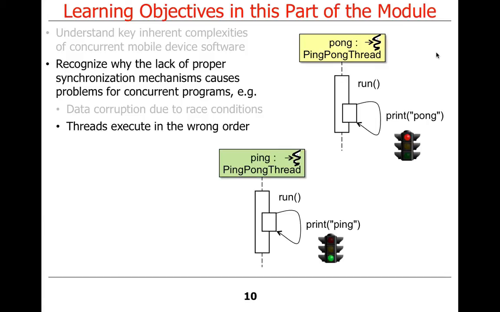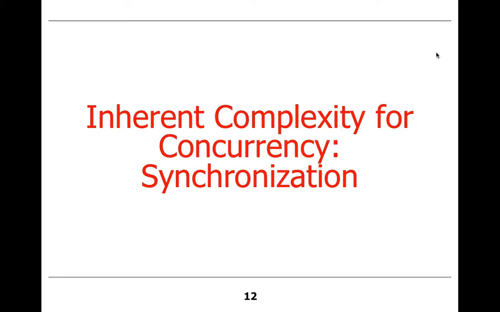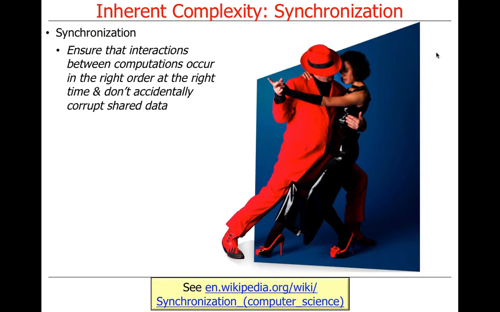So we're going to look at a couple of different examples. All of these examples are things you can actually download and play around with to get a better sense of it. And then later, as we get through discussions of some of the things like Java monitor objects and semaphores and condition objects, etc., you'll get a chance to see how to fix these problems, and you'll get a chance to program them. So let's start by talking about the inherent complexity of synchronization.